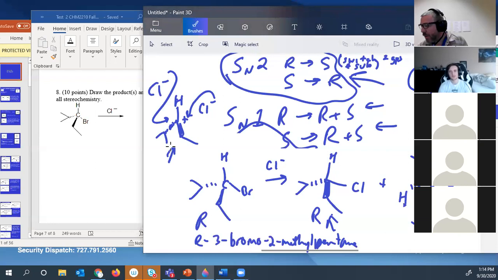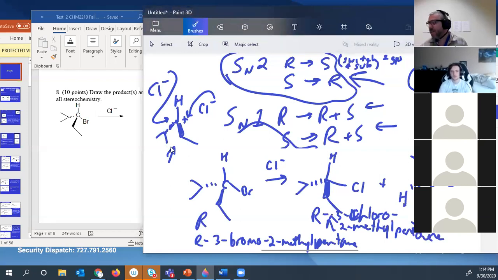And the products here, this would be 3-chloro-2-methylpentane, because it's the same stereochemistry and all that. Yeah, you just changed the chloro there. Yeah, that's exactly right. Whereas the other one here is S, the same thing.